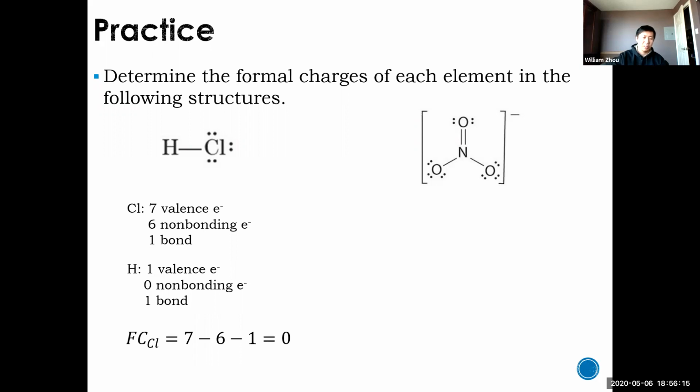So if you do the math, 7 minus 6 minus 1, that is 0. So the formal charge of chlorine is, again, 0. For hydrogen, it's 1 minus 0 minus 1, it's 0. By the way, the formal charge of hydrogen is always 0 if it's in a bond.